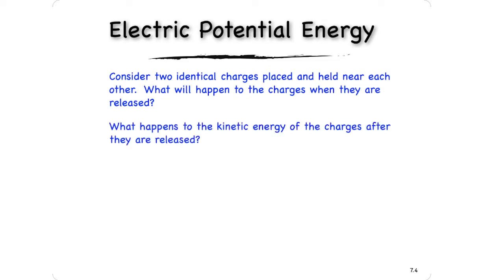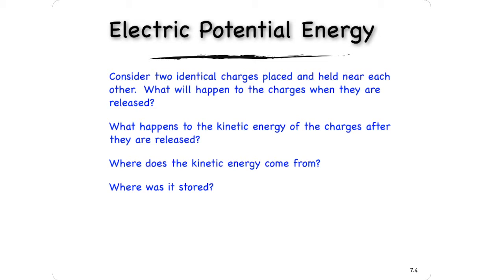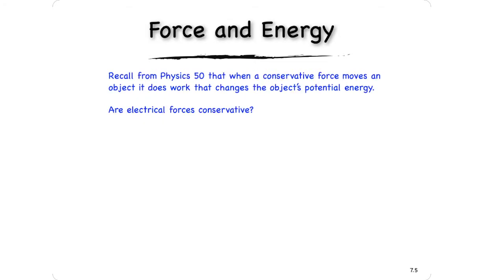Okay, so we've considered what happens when we release these charges. They acquire some kinetic energy. That kinetic energy comes from stored electrical potential energy. Where was it stored? If we have a spring and we compress the spring, we increase its potential energy. We can say that energy is stored in the spring. Where is the energy stored if I take two positive charges and I bring them together, increasing the potential energy? Electric field. It's in the electric field. Yep. So energy gets stored in the electric field.